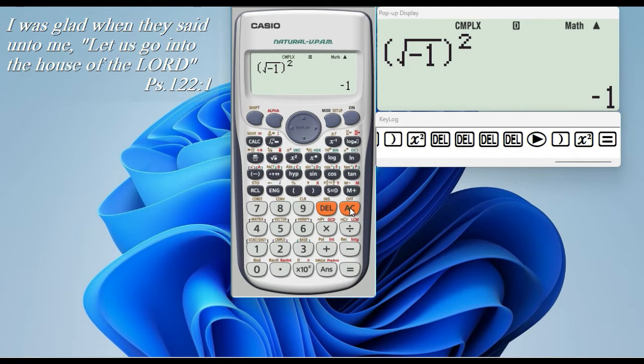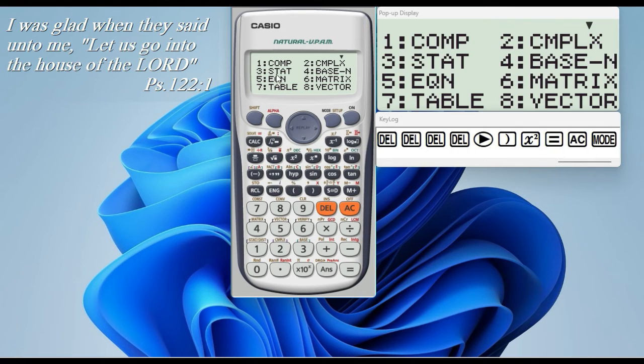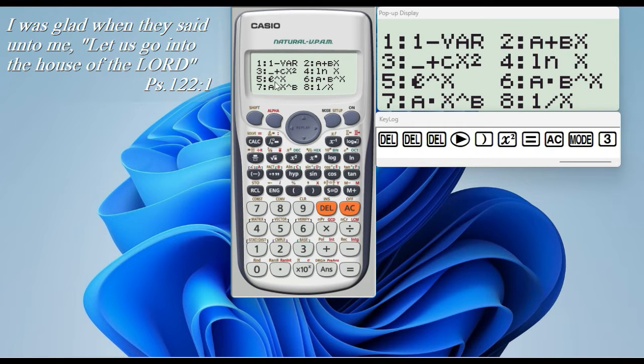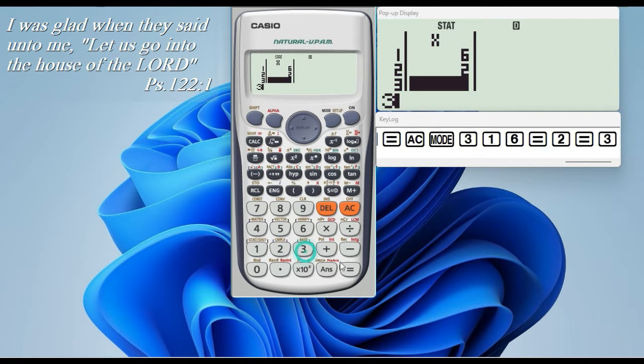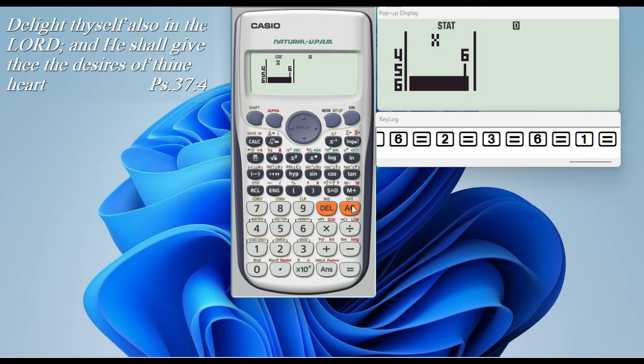So let's look at the third mode, which is statistics. Pick the first variable. This is mostly used when you have ungrouped data, so the data is just given to you. They ask you to find the mean, the mode, the maximum, or the minimum. You're going to use this one. It means you only have one variable, which is x. So I just type in random numbers.